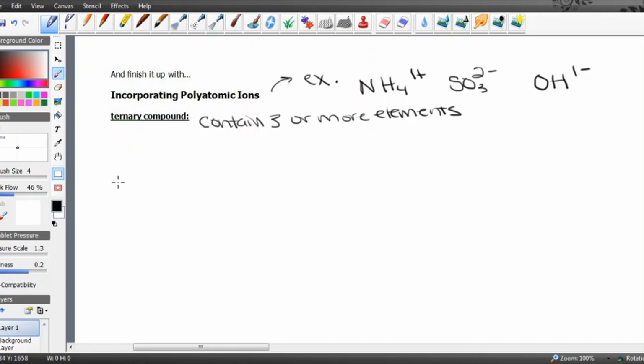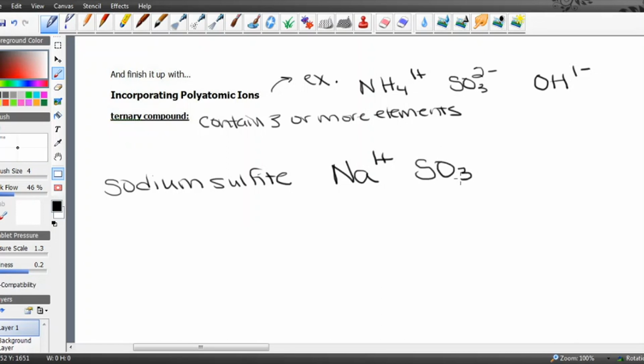You'll see. Let's say I want to make a compound between sodium and this polyatomic ion up here, sulfite. Well, maybe I'll just give you the name, right? We'll go from a name to a formula. Sodium sulfite. Follow our normal rules. Write the cation, sodium, and the charge that it makes. Now write the anion, SO3, and the charge that it makes.